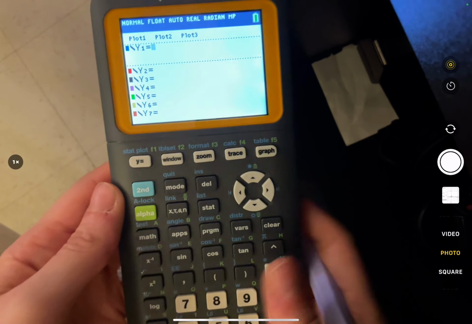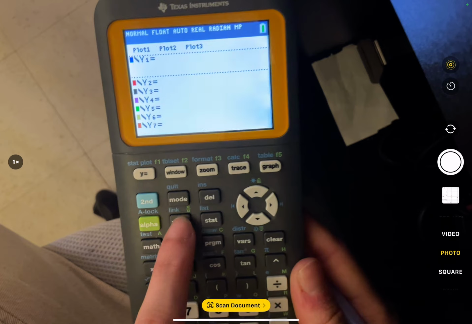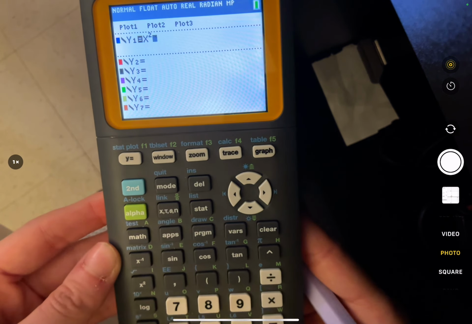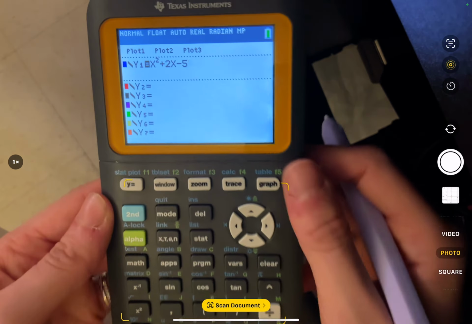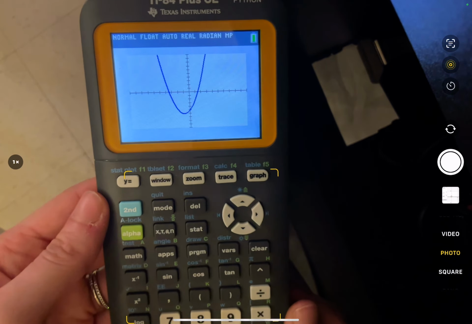Type this in. We use this right here as our x. It's next to alpha. So x squared plus 2x minus 5. Once you get that typed in, you will click the graph button, and it will sketch that for you.